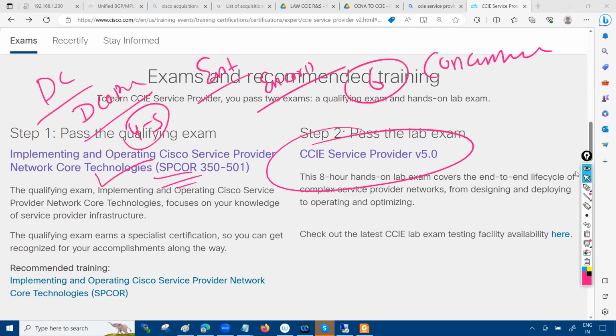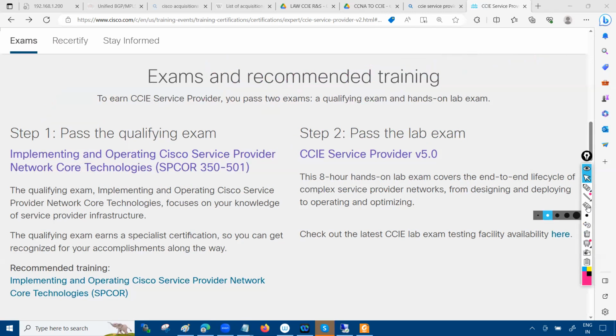Sorry, I was under the impression there are 2. You need to go for core plus the optional one. But I think that was a wrong part of the enterprise, that's why I was mixing it up. That's fine. So if we have cleared this SPCOR 350-501, maybe we can directly attempt the lab. Yeah, definitely. You can directly go with the CCIE lab exam.